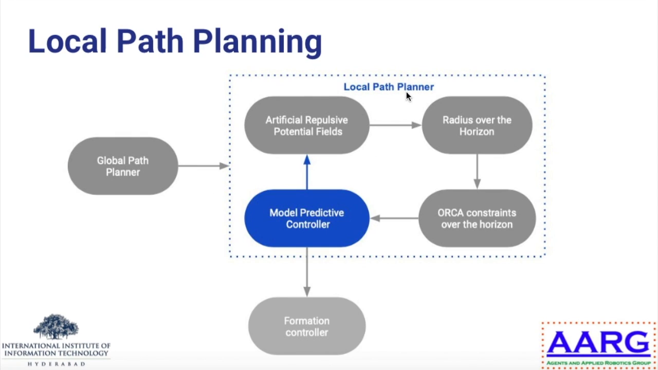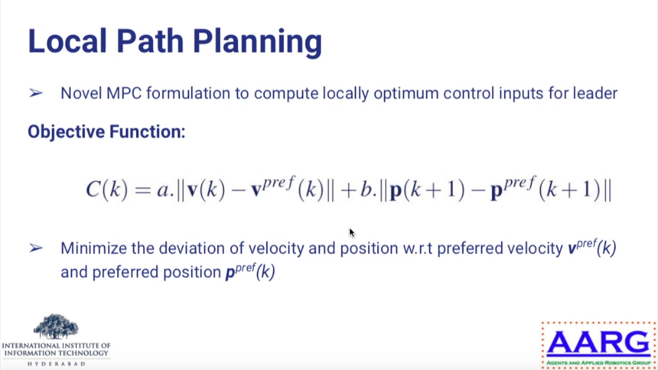So the next step is local path planning. At every time instant, we plan the motion of formation over a fixed time horizon and take an action for the current time step. Essentially, we look at k steps ahead into the future and choose a control input only for the present time instant. So we present a novel formulation of a model predictive controller, or MPC, to compute the leader's locally optimum control input. The objective of this MPC is to minimize the deviation of the current velocity with the preferred velocity, and also minimize the deviation of the preferred position with the current position.